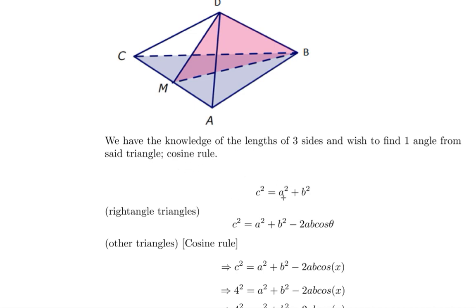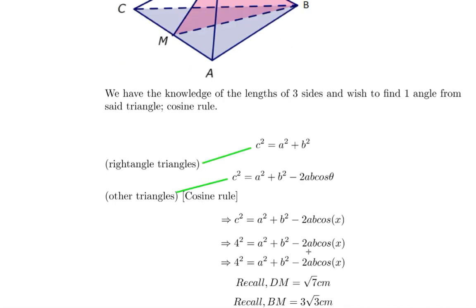We can take c squared equals a squared plus b squared. We can put this cosine rule correction in it, minus 2ab cos theta, because it's not a right angle triangle anymore, which is what Pythagoras is about. Instead, this is for other triangles like the one we have, which is what the cosine rule is about. And so we're going to use the cosine rule.